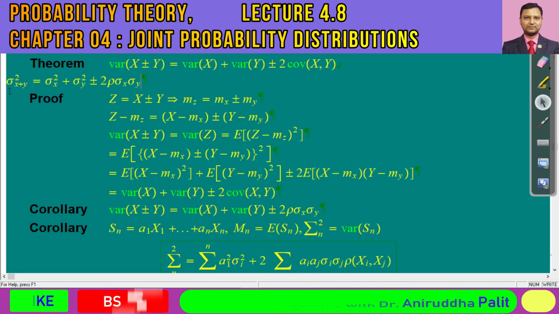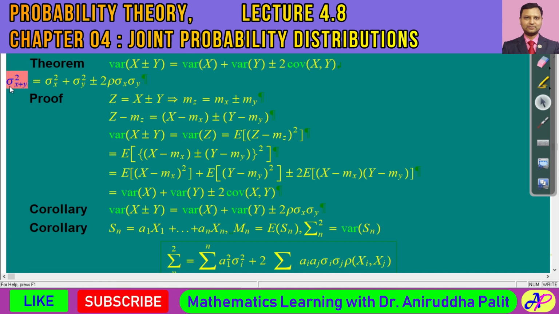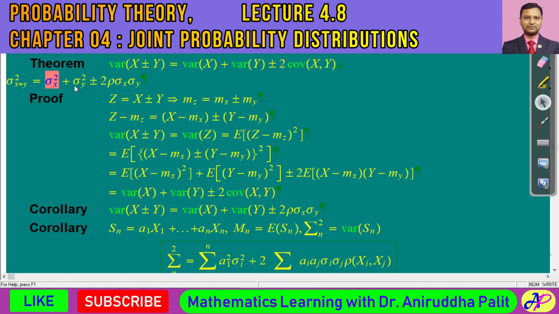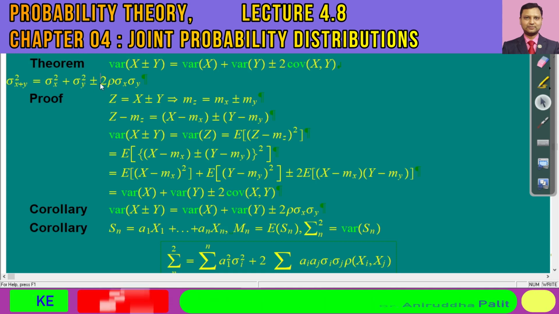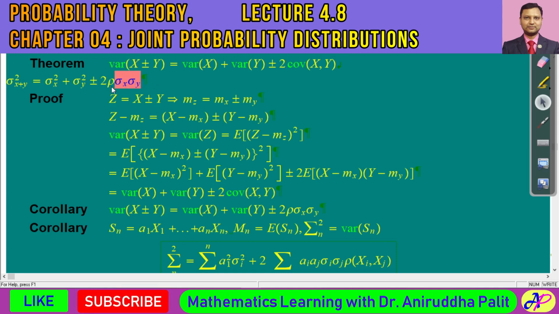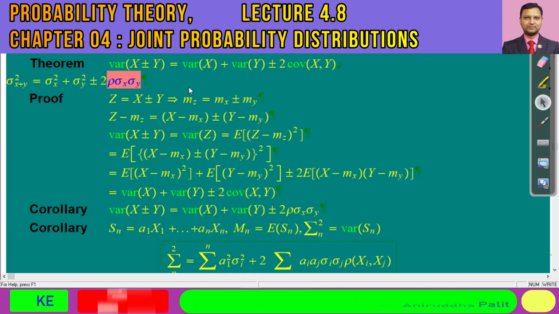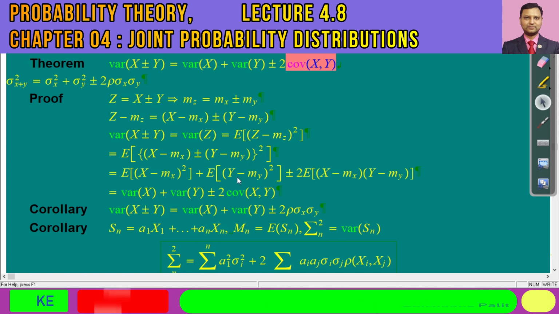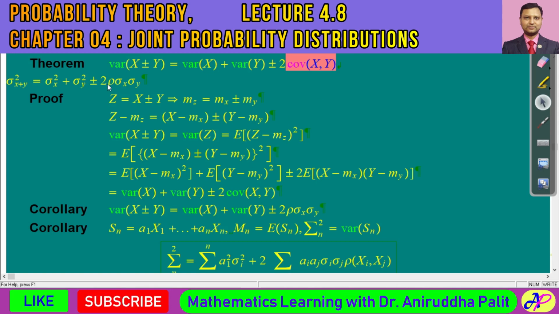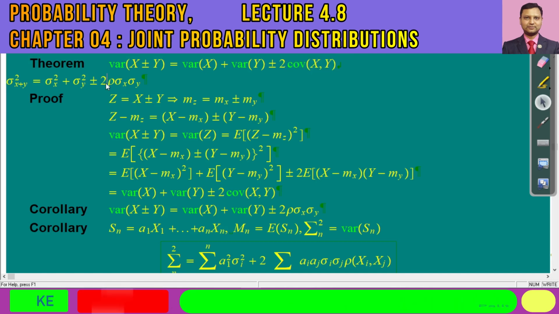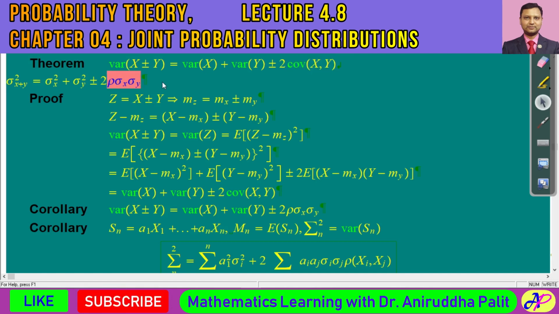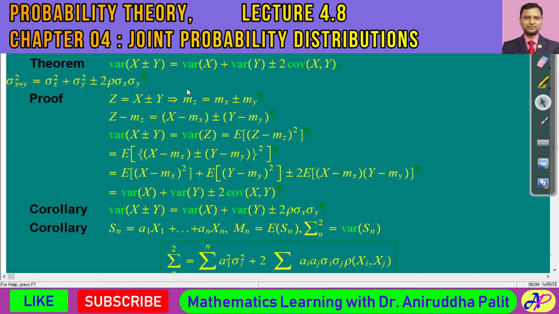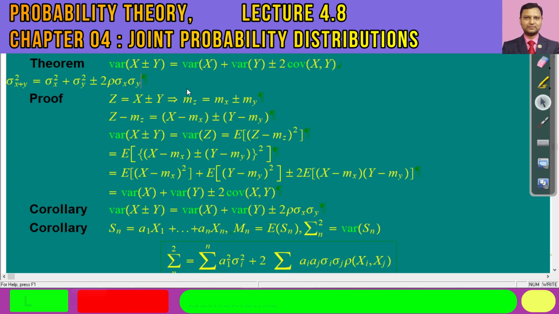Or in other words, sigma of x plus minus y whole square is equal to sigma x square plus sigma y square plus minus 2 into rho into sigma x sigma y, since rho into sigma x sigma y is nothing but the covariance of x comma y. So the last term is twice rho into sigma x sigma y. And this result can be extended further for n number of random variables.